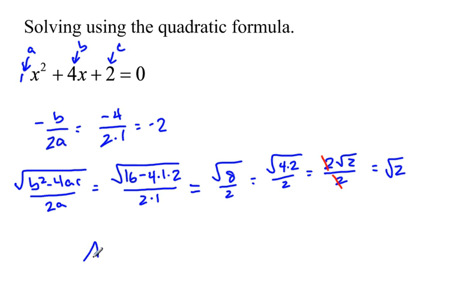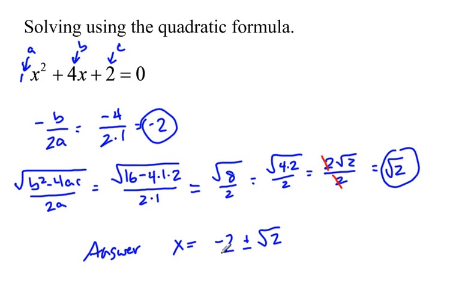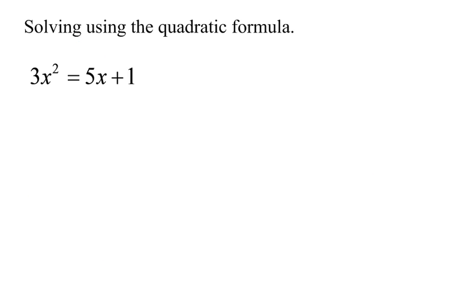And now my final answer is that x equals negative 2 plus or minus the square root of 2. The negative 2 came from right here, and the root 2 came from here. So negative 2 plus or minus root 2. All right, let's try another one.